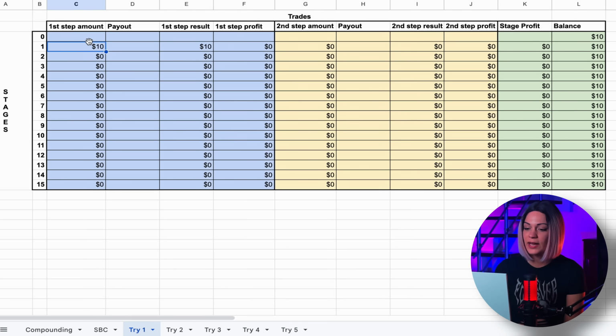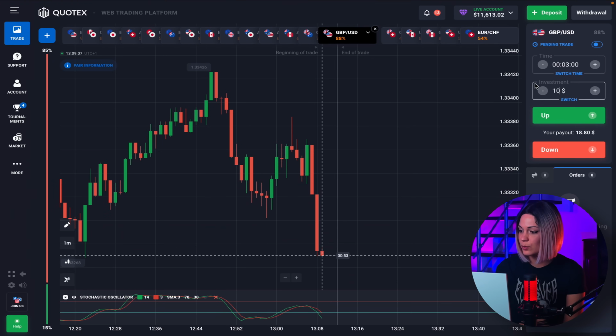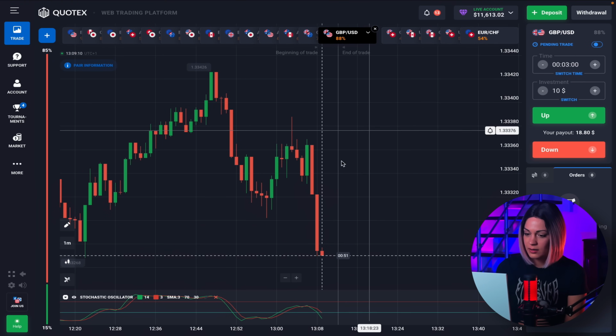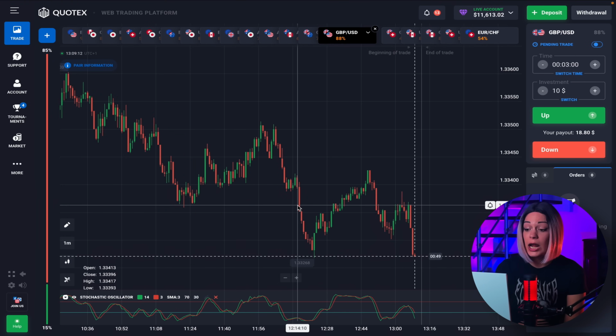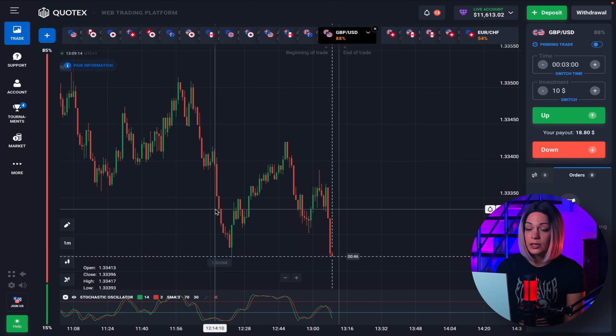So let's start. We have the first deal for $10. We're going to Quotex. The platform is ready, so let's try to find a good entry point. Let's go.